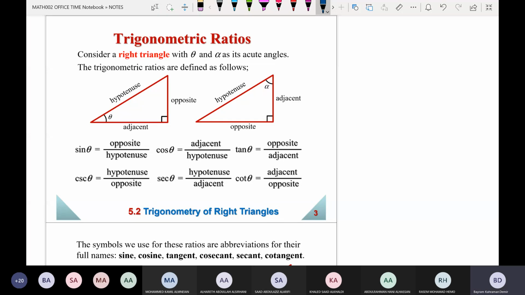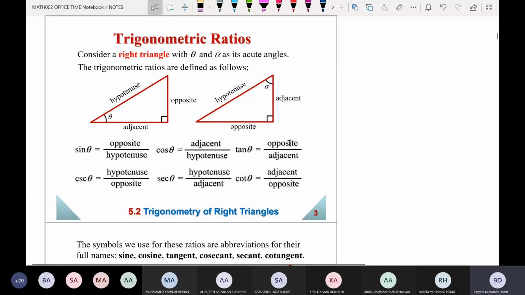Of course, you can write the same ratios for alpha, and you will see the opposite and adjacent will switch basically, and you will realize that cosine of alpha will be exactly the same as sine of theta, and tangent of theta will be the same as cotangent of alpha, and we will see it later.